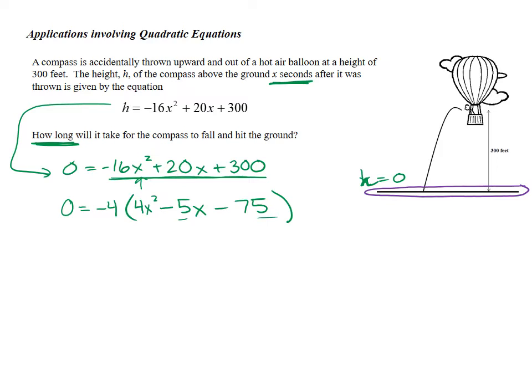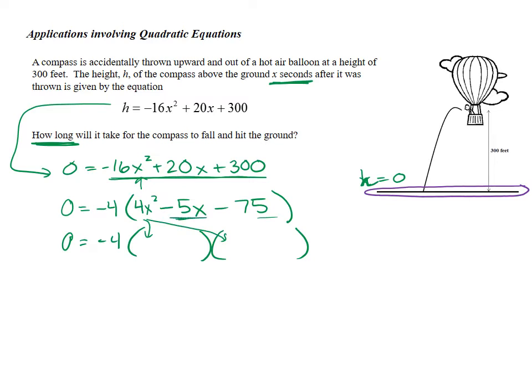We should keep factoring though because we have an x squared, so keep going. The negative 4 just stays out there. What we want to do is factor this 4x squared minus 5x minus 75 into binomials. Now I can use that 4x squared and the 75 to factor into the first and the last positions, and I need a negative 5 to come up.